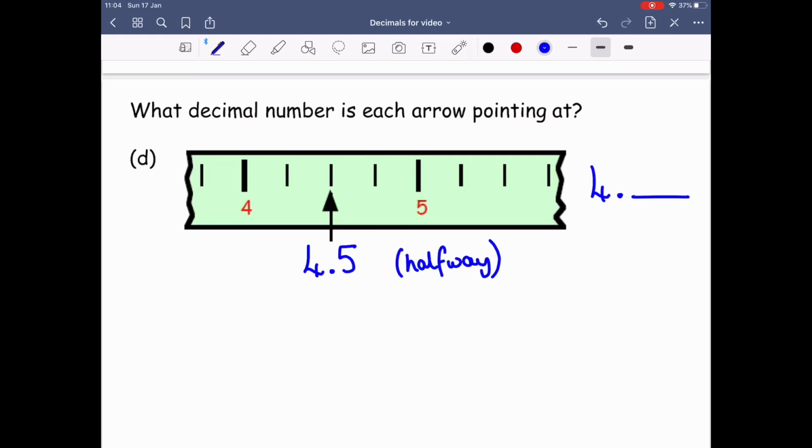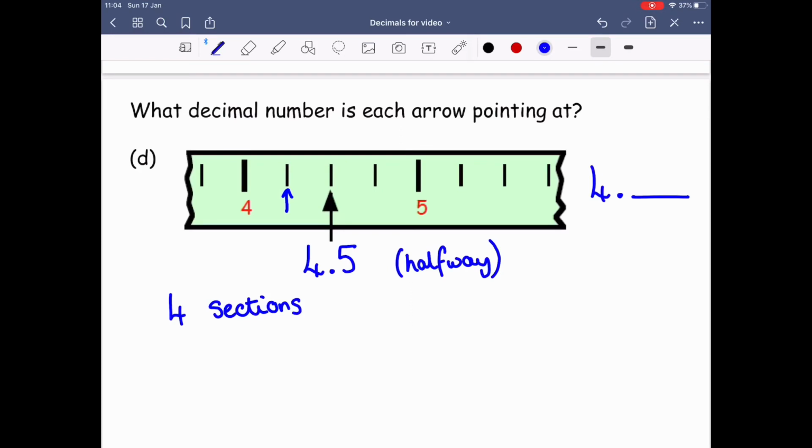There aren't 10 sections this time. That's one thing to watch out for. There's actually only 1, 2, 3, 4 sections. So there are 4 sections in this question, which makes things a little bit trickier. We know that right in the middle is 4.5, which is the arrow we were looking for. But let's imagine the arrow was actually pointing at this line here. That's halfway between 4 and 4.5.